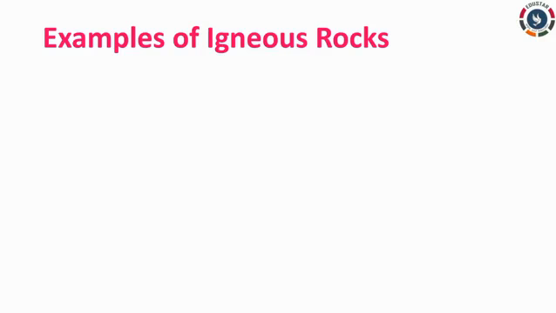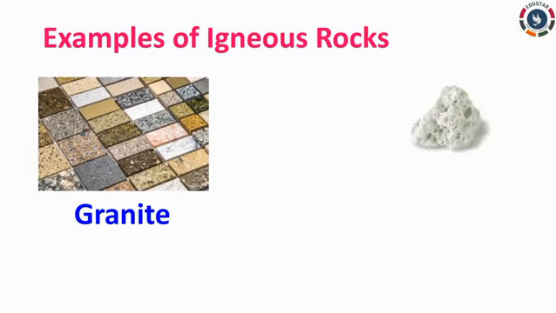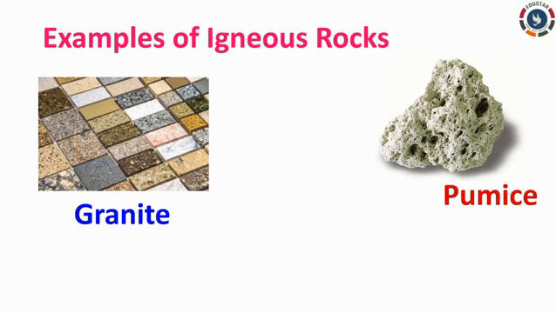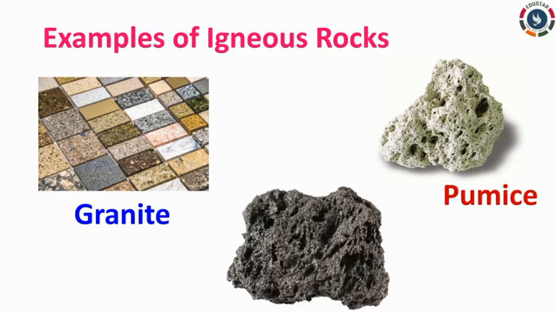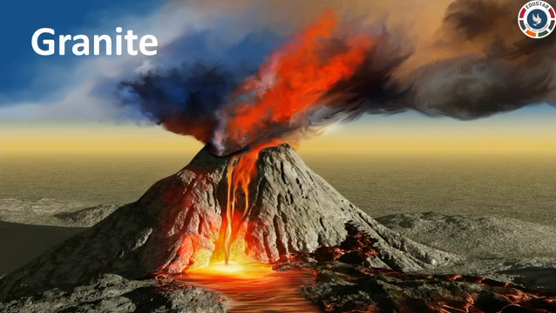Dear children, shall we see some examples of igneous rocks? Granite, pumice, and basalt. First, we are going to see about granite. It is a very hard rock. It is formed by the slow cooling of magma below the earth's surface.